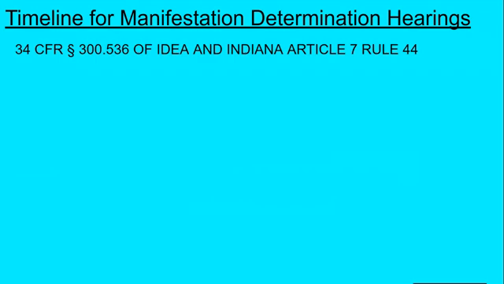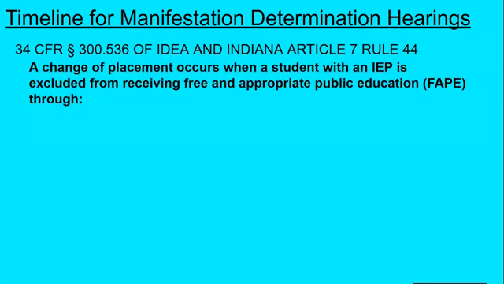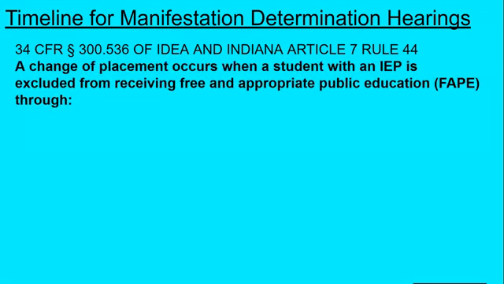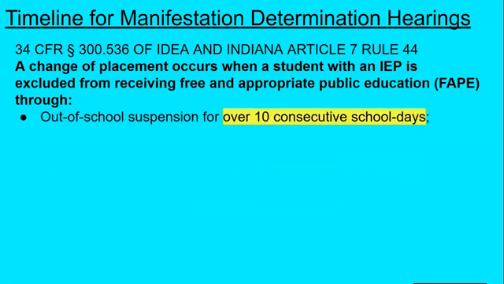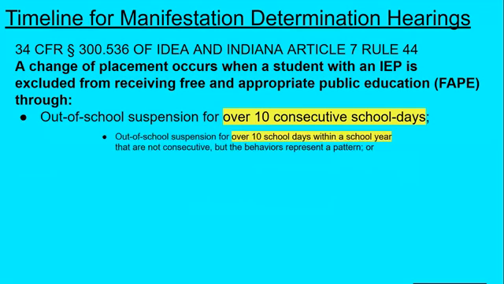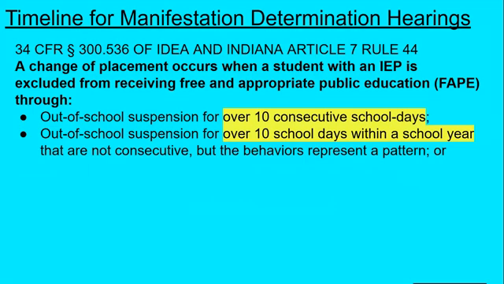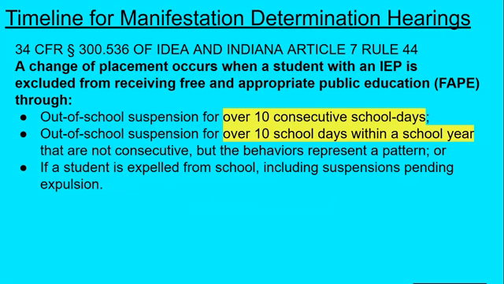According to the law, 34 CFR 300.536 of IDEA and Indiana Article 7, Rule 44, a change of placement occurs when a student with an IEP is excluded from receiving free and appropriate public education, also known as FAPE, through out-of-school suspension for over 10 consecutive school days, out-of-school suspension for over 10 school days within a school year that are not consecutive, but the behaviors represent a pattern, or if a student is expelled from school, including suspensions pending expulsion.